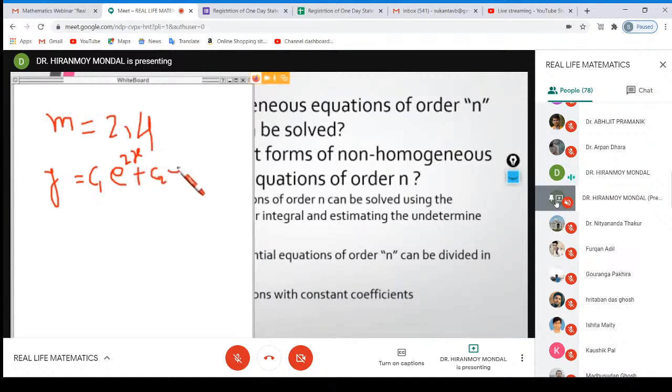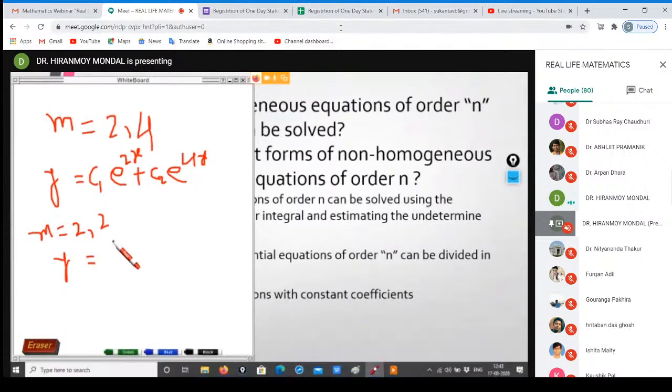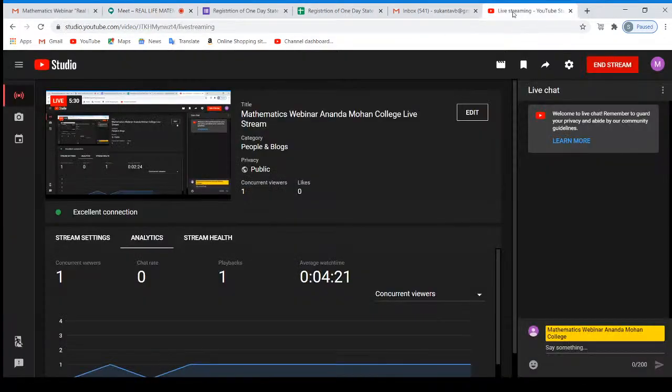But when it is the same root, means m values equal to 2, 2, the same root, the complementary function will be written as y equal to (c1 plus c2 x) into e to the power 2x. These are the forms for the complementary functions we have to define.